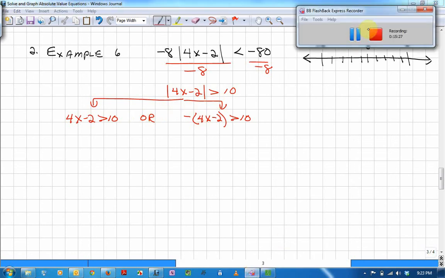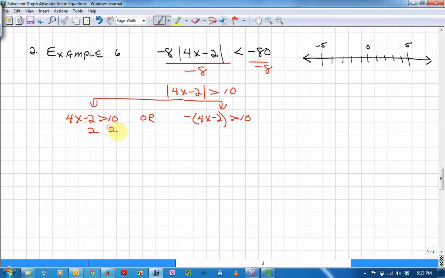Okay, let's go ahead and finish this. So on the left-hand side, I'm going to add 2 to both sides. It gives me 4x is greater than 12, which would be x is greater than 3. Okay, now this is an OR.